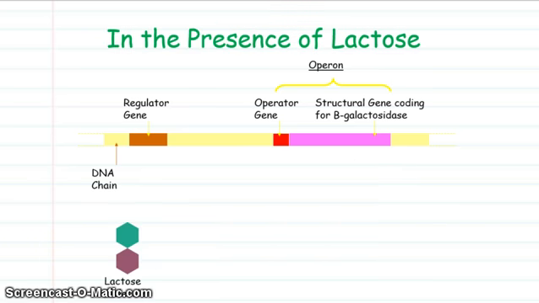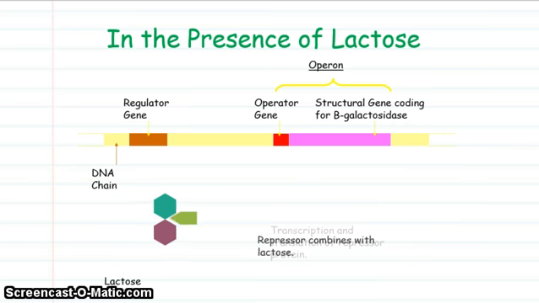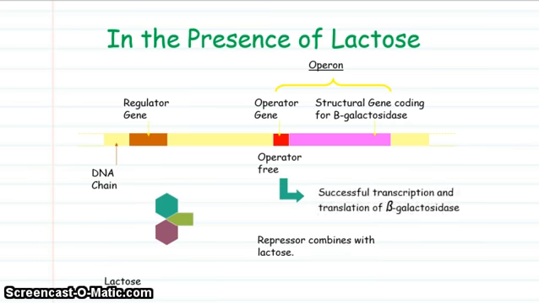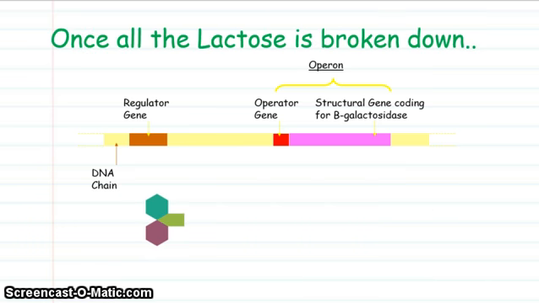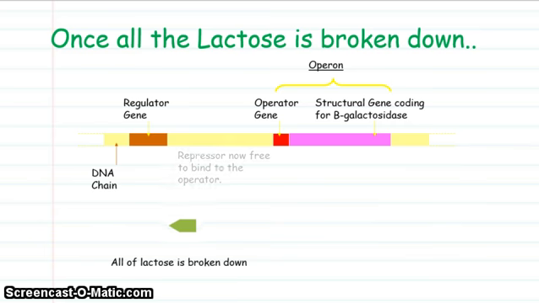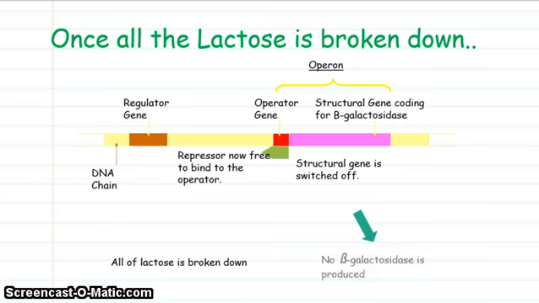However, what happens is, if lactose is present, the lactose molecule suddenly appears. This repressor molecule now binds to the lactose, so the operator is free, and the beta-galactosidase is produced, and the enzyme is formed. But once all the lactose has been digested, then that repressor molecule once again binds to the operator, because there's no lactose left for it to bind to, and that structural gene for the production of the enzyme is switched off.